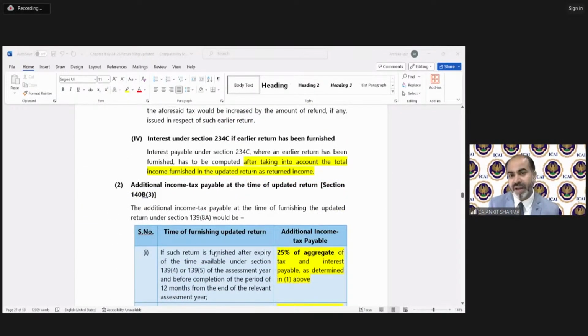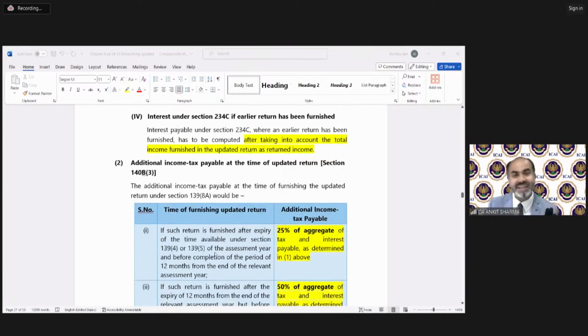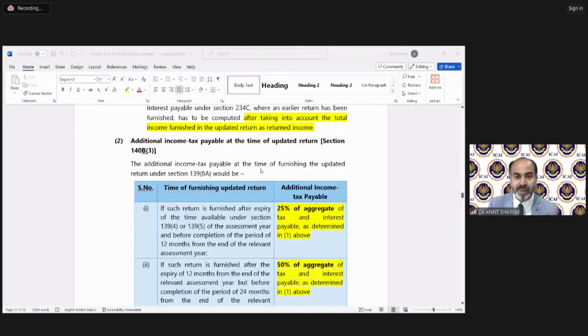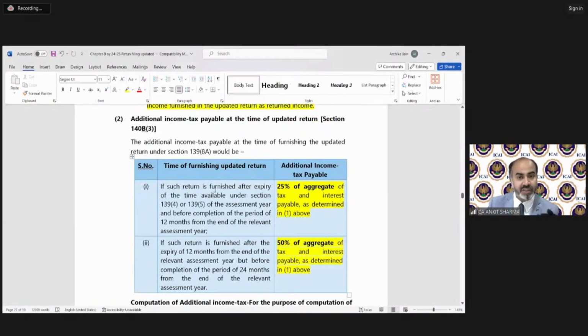Additional income tax payable at the time of updated return. In certain cases, we have to pay 25% of aggregate of tax and interest as additional tax. And in certain cases, we have to pay 50% of tax as additional tax. The additional income tax payable at the time of furnishing the updated return under section 139(8A) would be as follows if such return is furnished after expiry of the time available under section 139(4) or 139(5) of the assessment year and before completion of the period of 12 months from the end of the relevant assessment year.